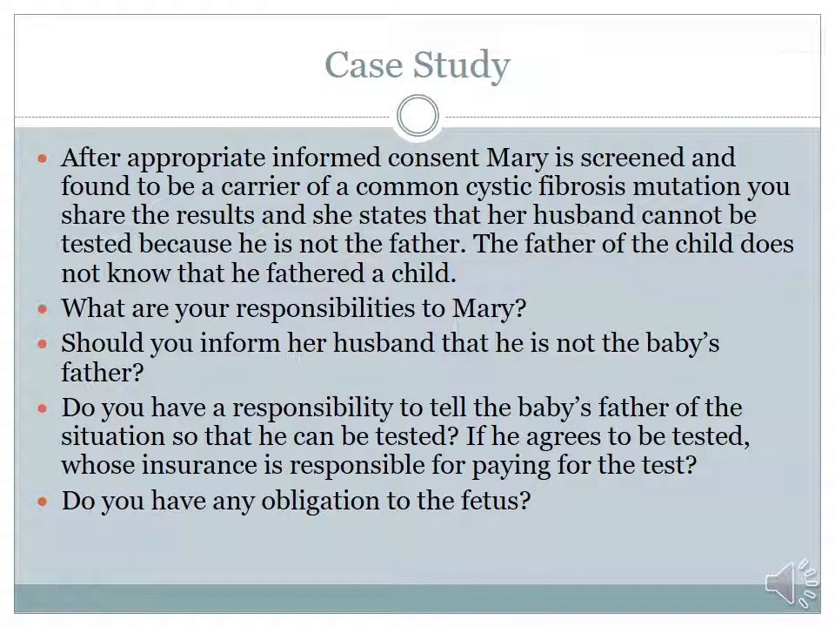Let's look at this case study. Some of the things that a genetic counselor may come across with genetic testing. After appropriate informed consent, Mary is screened for cystic fibrosis early in her pregnancy, and the test results indicate that she's a carrier for a common cystic fibrosis mutation. You share the results with her and suggest that the next step would be to have her husband tested. She tells you that this pregnancy is a result of an extramarital affair. Her husband believes that he's the father, and the man with whom the affair occurred is not aware that he fathered Mary's baby.